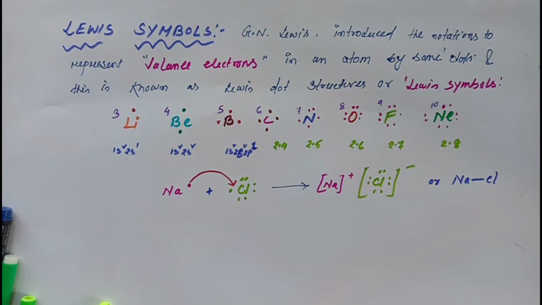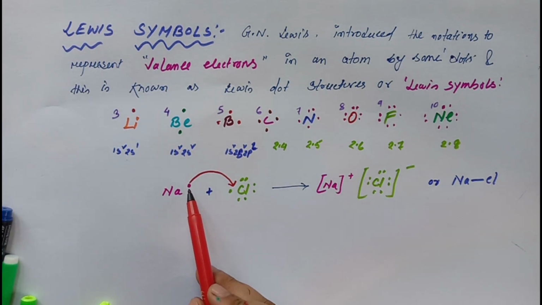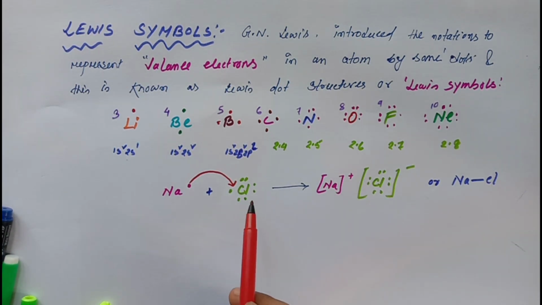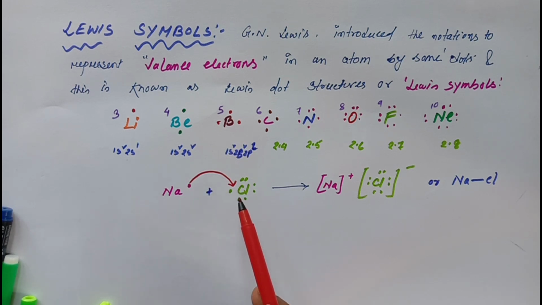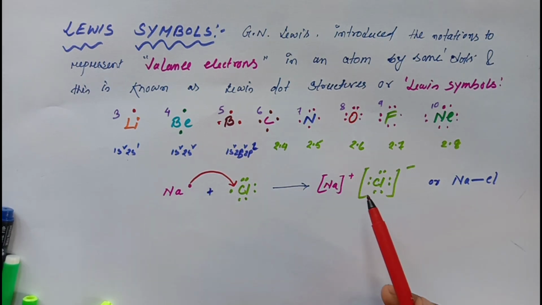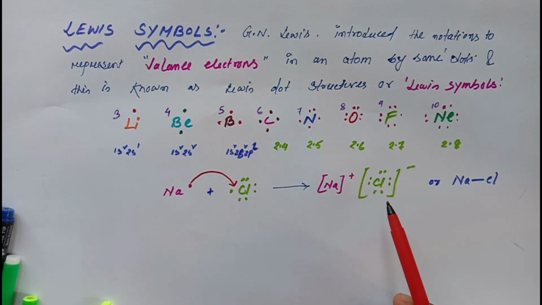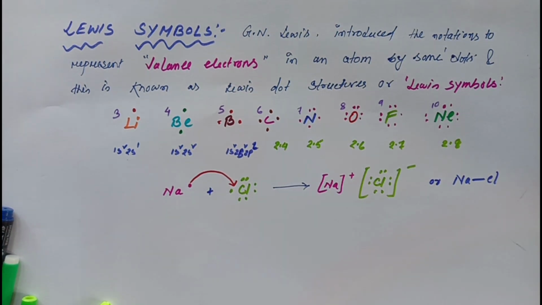If we see the Lewis dot structure of NaCl, you can see that sodium has only 1 valence electron and chlorine has 7 valence electrons. So during this combination, this electron will transfer to the electron rich element and they will form the chemical bond by the combination of positively and negatively charged ions by electrostatic force of attraction. So this is the Lewis structure for NaCl.